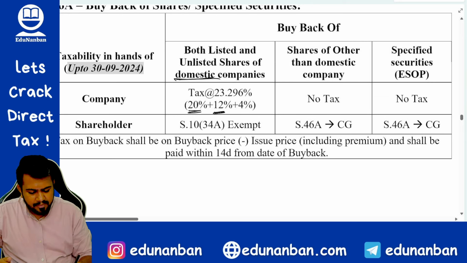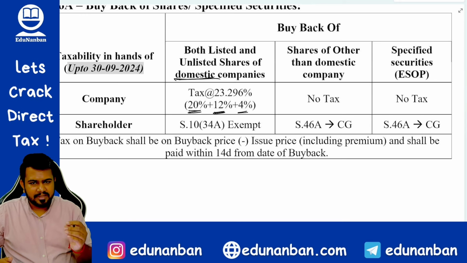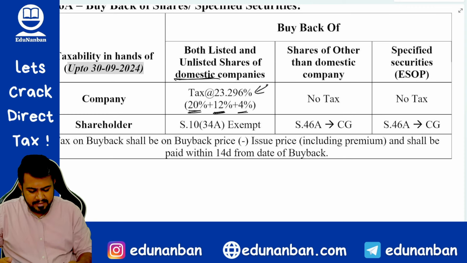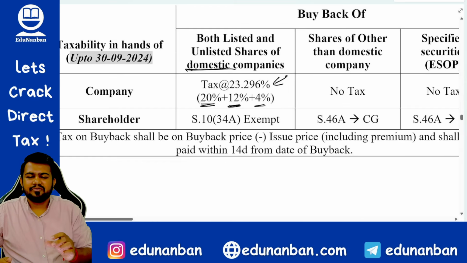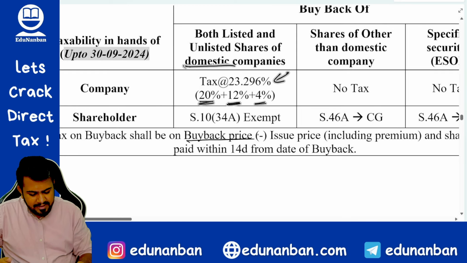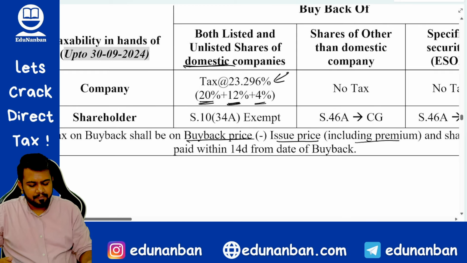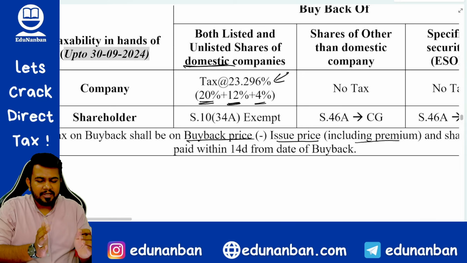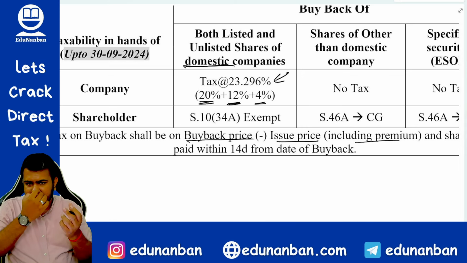20% plus 12% plus 4%. So 20% tax plus 12% surcharge plus 4% health and education cess, it will come to 23.296%. And how to calculate the buyback tax? The buyback tax will be on the buyback price. Buyback price will be total buyback price minus issue price including premium. So buyback price minus issue price including premium, you will get the value.